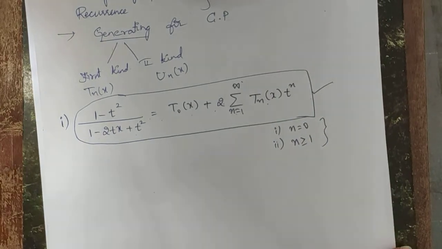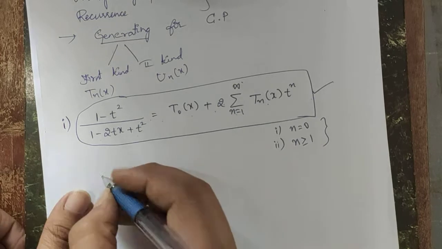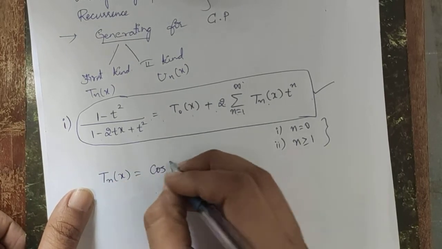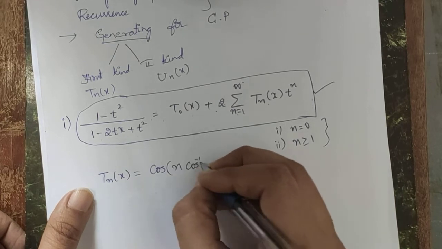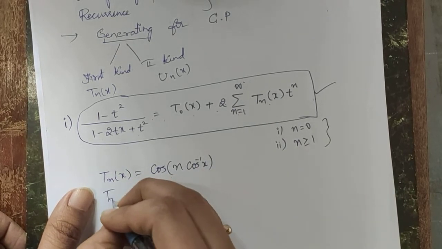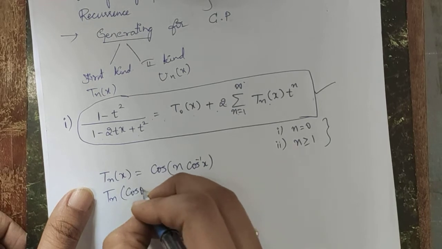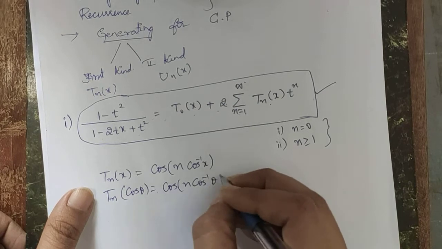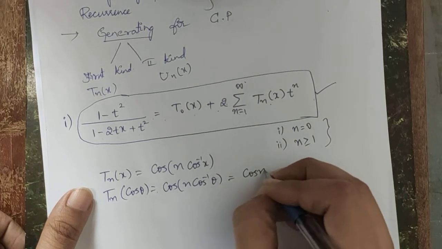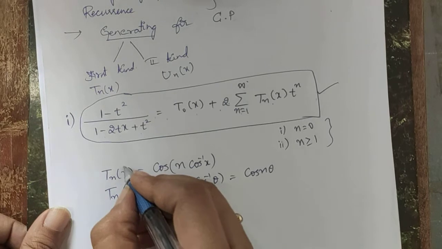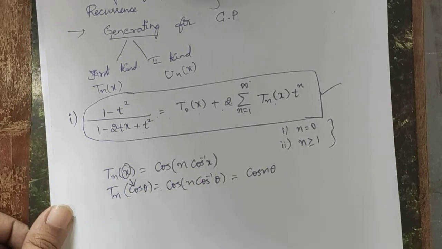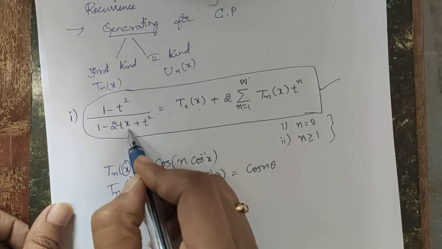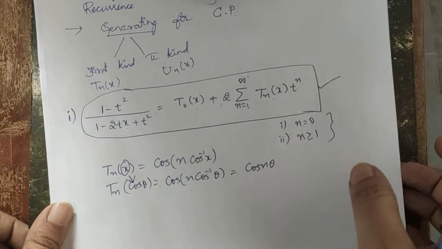Since it is Chebyshev polynomial, what we have for Tn of x? Tn of x is nothing but cos of n into cos inverse x. Tn of cos theta will be cos of n into cos inverse of cos theta. This is nothing but cos n theta. That means I am substituting x is equal to cos theta, right? So let's substitute x is equal to cos theta here and let's do all the simplification procedures.